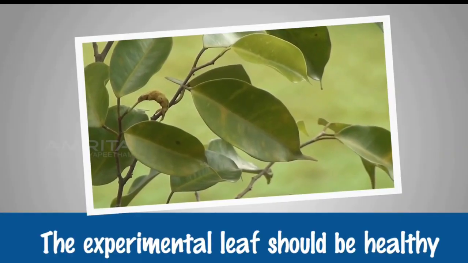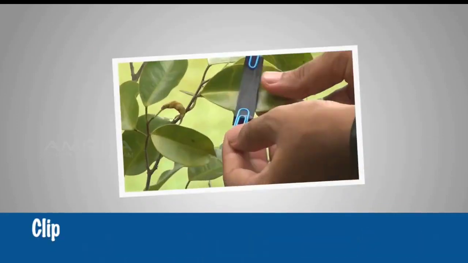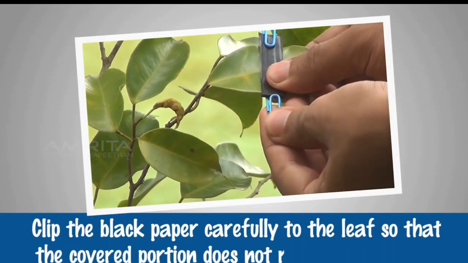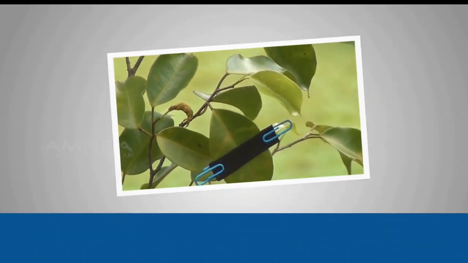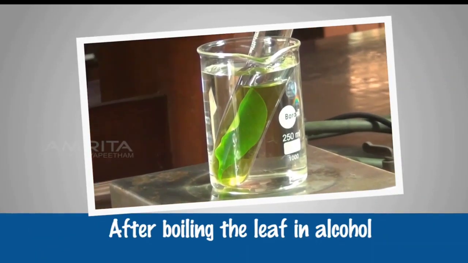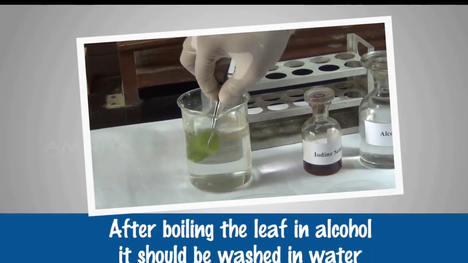Precautions: The experimental leaf should be healthy. Clip the black paper carefully to the leaf so that the covered portion does not receive any sunlight. After boiling the leaf in alcohol, it should be washed in water.